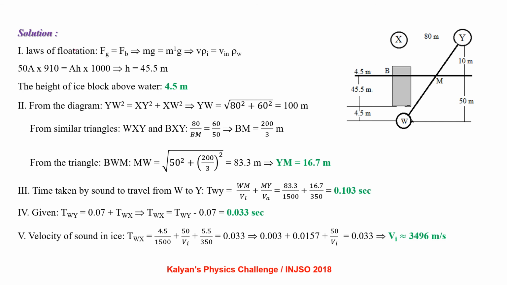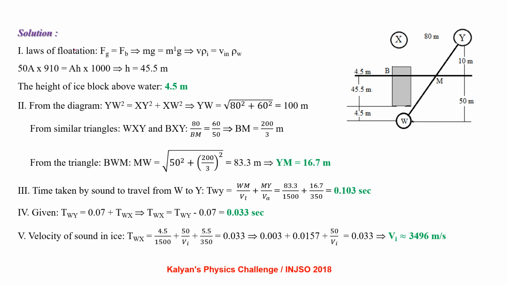From similar triangles WXY and BXY, we can write 80 by BM equal to 60 by 50, which gives us BM equal to 200 by 3 meter. From the triangle BWM, MW equal to root of 50 square plus 200 by 3 whole square, which is 83.3 meter. So YM equal to 16.7 meter.